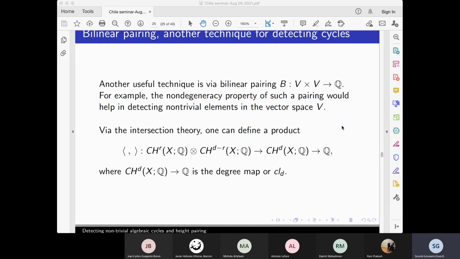As a first example of bilinear pairing, what one can do is take a codimension r cycle and a codimension d minus r cycle, so complementary codimension, and intersect. What you get on intersecting is a bunch of points, since it should have codimension d.